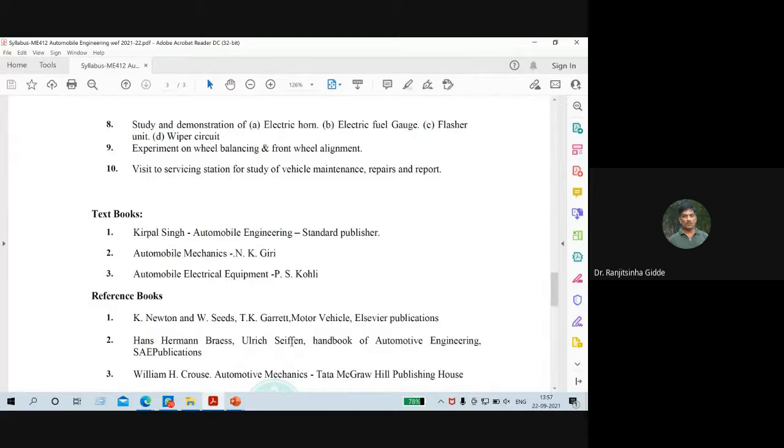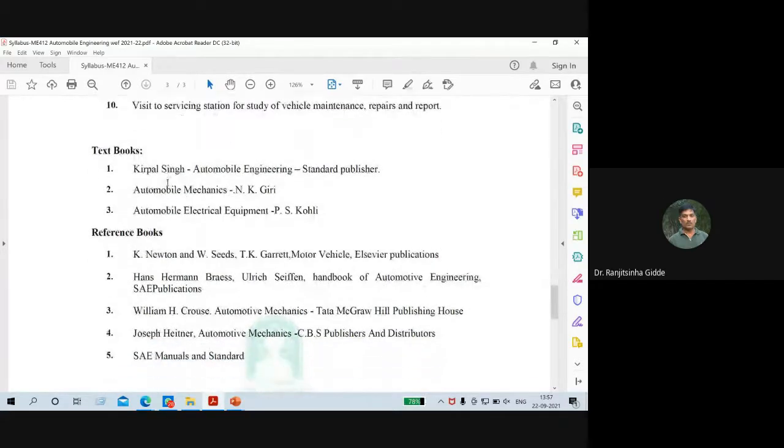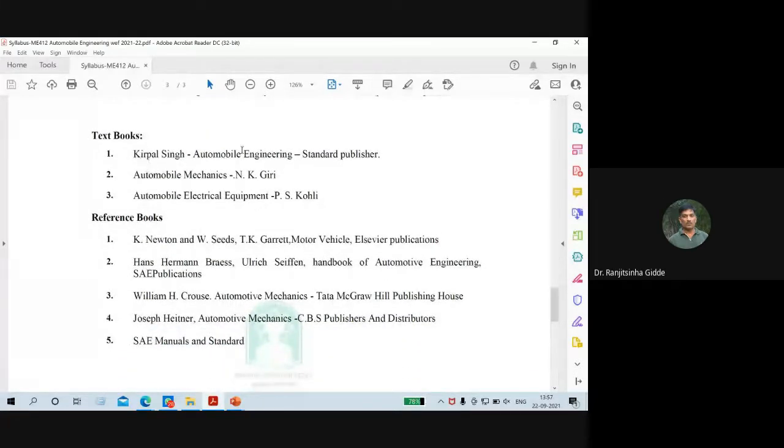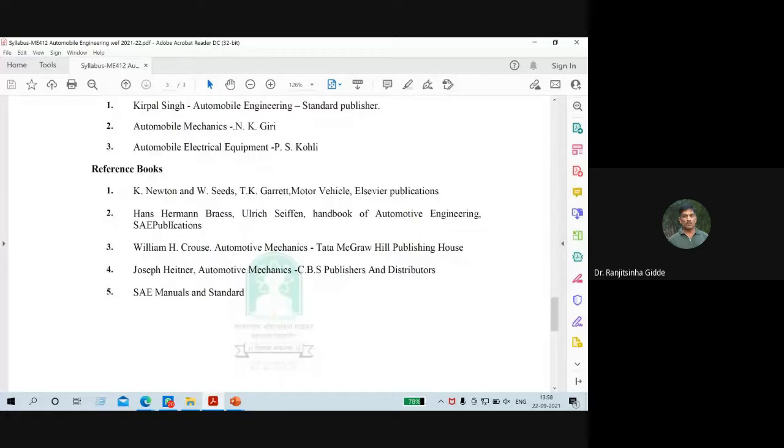And these are some of the textbooks you can refer: Kirpal Singh, Automobile Engineering, then Automobile Mechanics, N.K. Giri, then Automobile Electric Equipment, P.S. Kohli. So some part is provided in some special books, such as this domain specific automobile electric equipment, and these are the reference books.